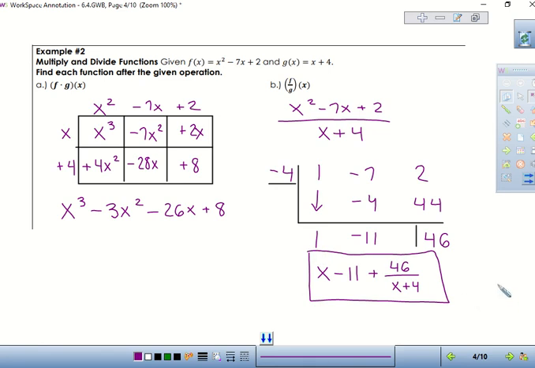So does anyone have any questions about that part? Okay, you see in this class, and in a lot of math classes, things never really go away. Everything you learn is still going to be applied later on throughout the course.